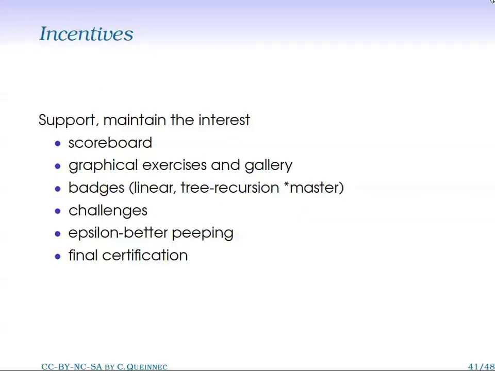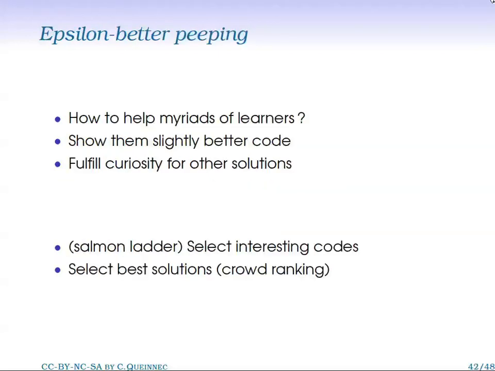Okay, so there are some incentives. So the scoreboard, the graphical exercise, we have a gallery where they can expose their code and the drawing they get. We have some badges for the linear master, linear grandmaster, and so on, and the tree recursion master. We have this notion of challenges that allows, in fact, to write an exercise and to defy the others to solve it. We have this thing we call the epsilon beta peeping, I will tell you about in the next slide.